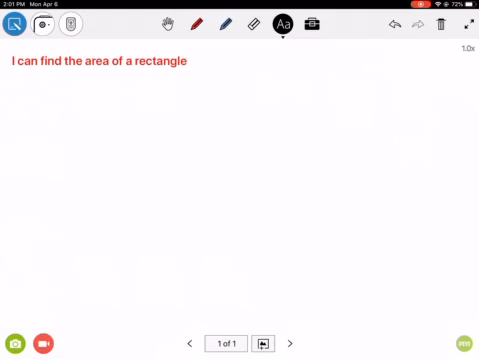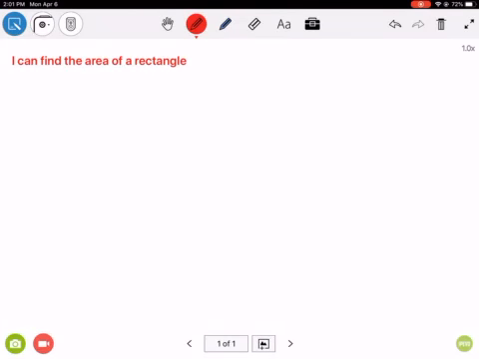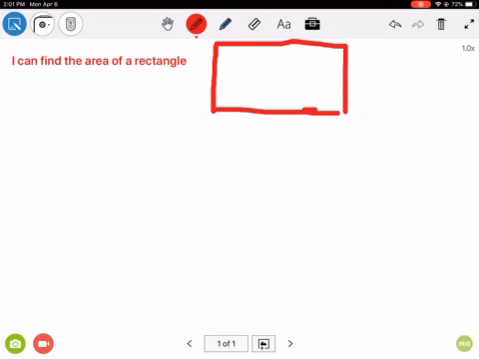So today our learning target is I can find the area of a rectangle. The first thing I want you guys to think about is a rectangle, and the formula for finding the area of a rectangle. So remember, when we find the area of a rectangle, the formula is length times width. The length on a rectangle is right here, and the width is right here.